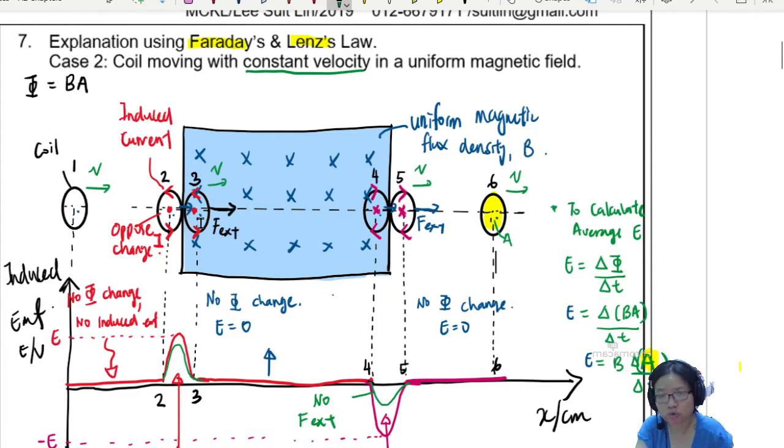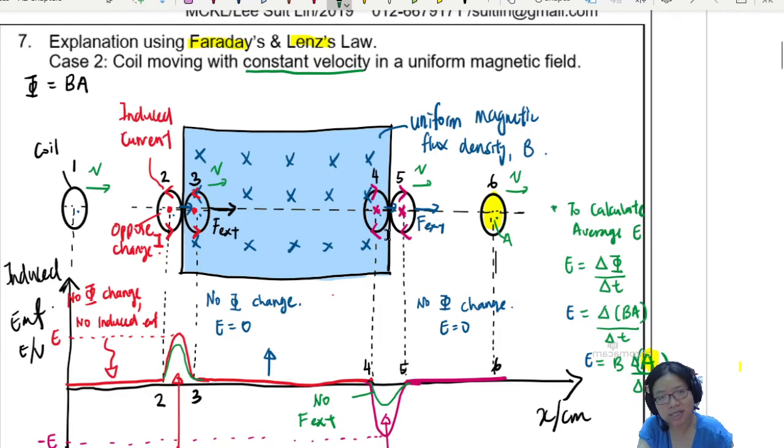From position 2 to 3, there's a change in flux because there's an increase in magnetic field density passing through the area of the coil from here to here. To oppose the change in flux, current will flow counterclockwise. Once the coil is fully inside the magnetic field, there's no change in flux, so there is zero induced EMF in the coil.